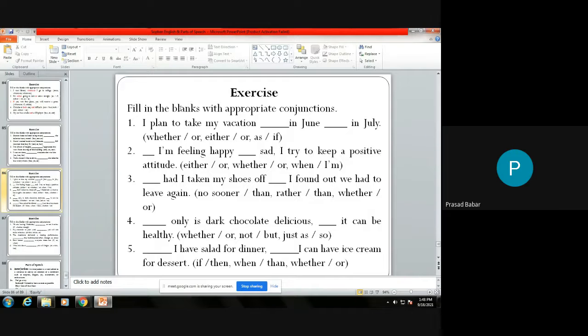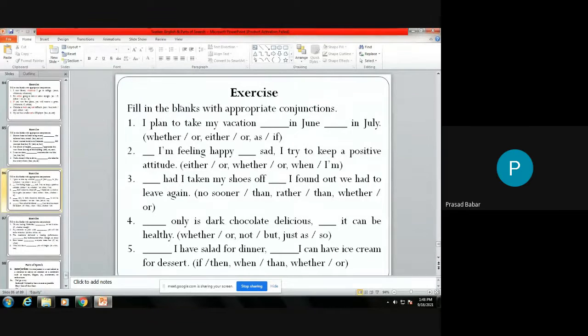Then the third is: had I taken my shoes off, dash dash, I found out we had to leave again. And the options are no sooner than, rather than, whether or. Whether or. Whether had I taken my shoes off or I found out we had to leave again.